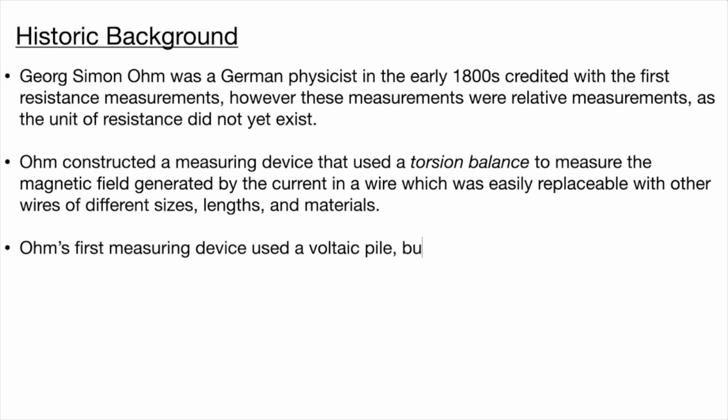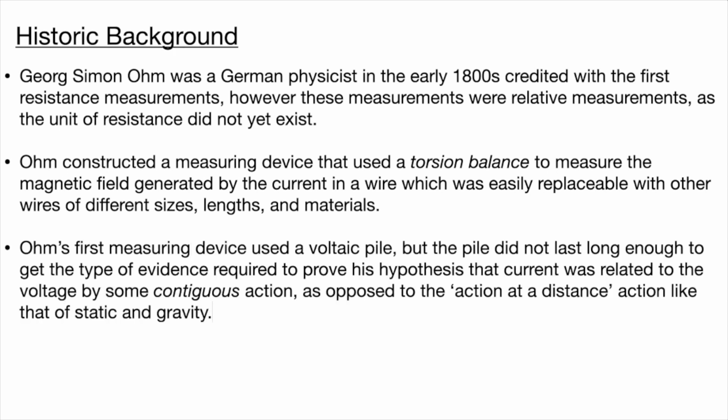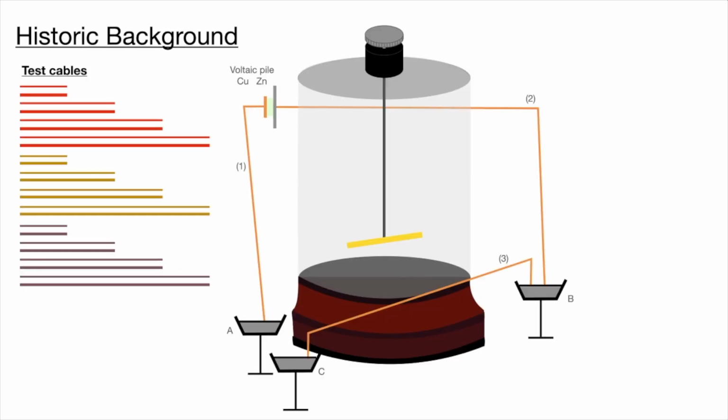Ohm's first measuring device used a voltaic pile, but the pile did not last long enough to get the type of evidence required to prove his hypothesis that current was related to the voltage by some contiguous action, as opposed to the action at a distance action like that of static and gravity. Action at a distance is a topic we will come back to later in the series. So here's Ohm's setup. Ohm used a torsion balance that was similar to Coulomb's, which was used to discover the fundamental laws of electricity.